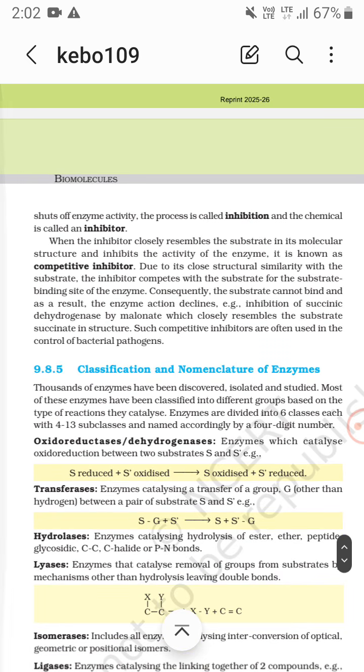Now competitive inhibitor. An example is inhibition of succinic dehydrogenase by malonate. Malonate is an inhibitor which closely resembles the substrate succinate in structure, and the enzyme is succinic dehydrogenase.